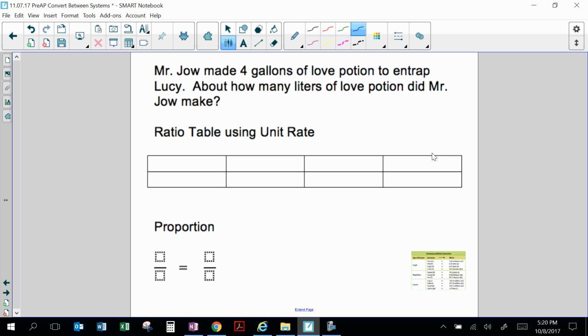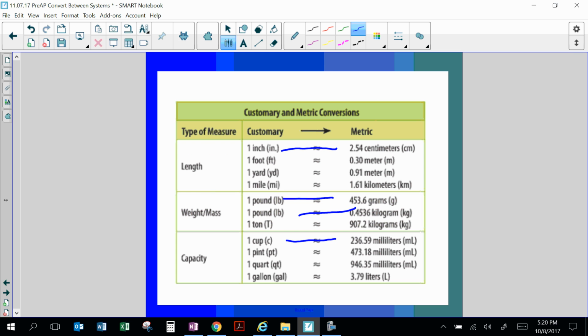Mr. Joe made 4 gallons of love potion to entrap Lucy. Really? I had to do that? What about my charm? About how many liters of love potion did I make? So this is about gallons and liters. Do I know the relationship? Not really. Let's see.